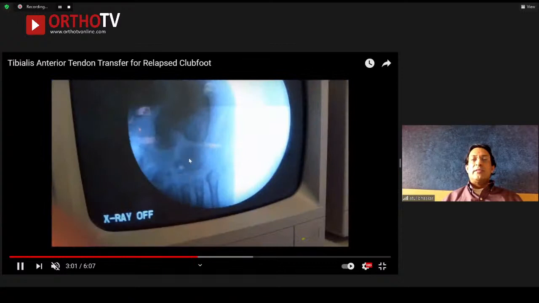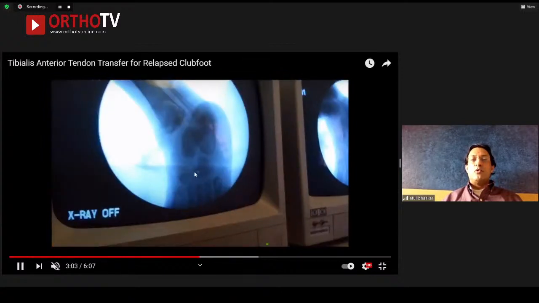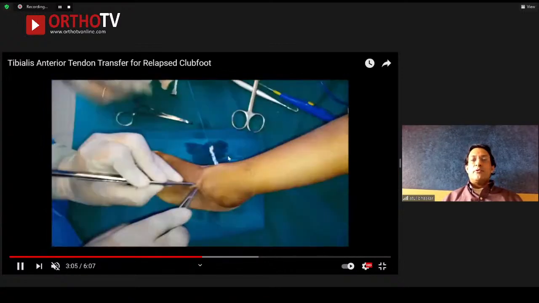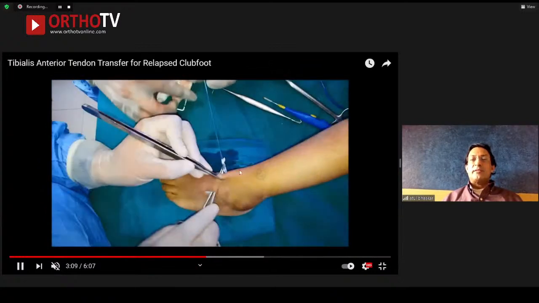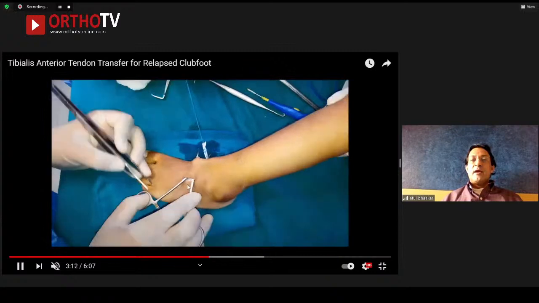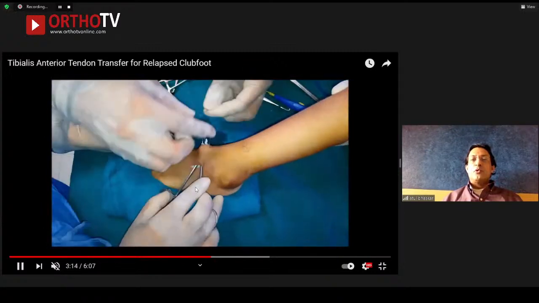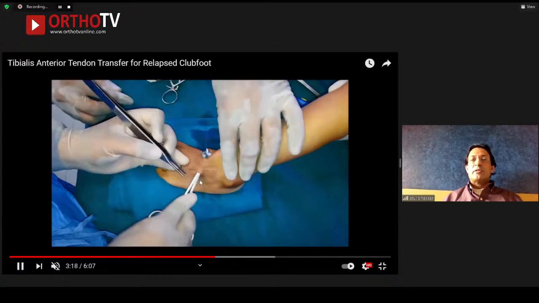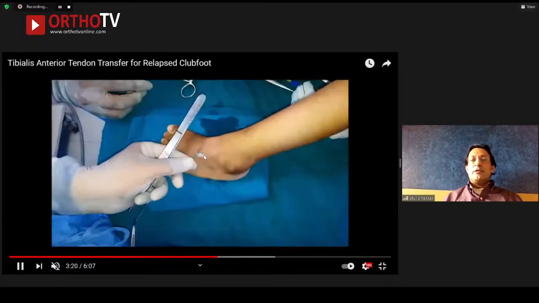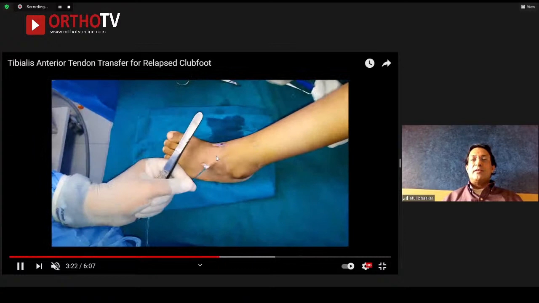So you can use 2 Keith needles. This is the confirmation of the hole. And then you transfer the tendon. Now, in this case, the tendon is still below the retinaculum. So the advantage is you don't get much bowstringing, and you get a nice lever for the tendon to dorsiflex the foot. So this is the passage of the tendon subcutaneously, and here you get the tendon. You can see you have changed the track of this.